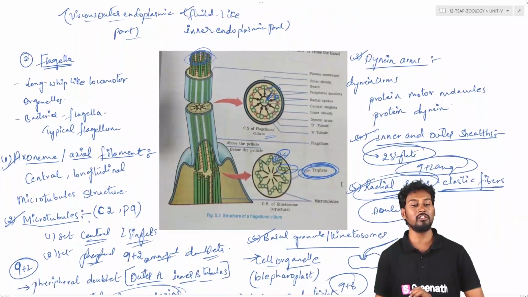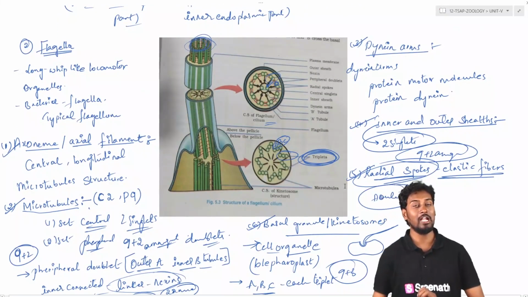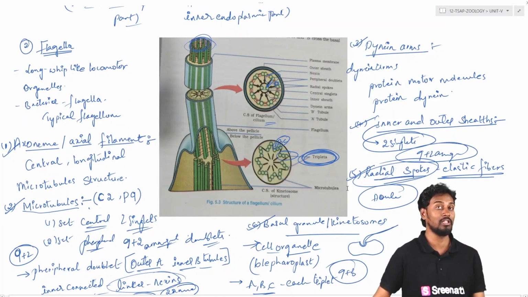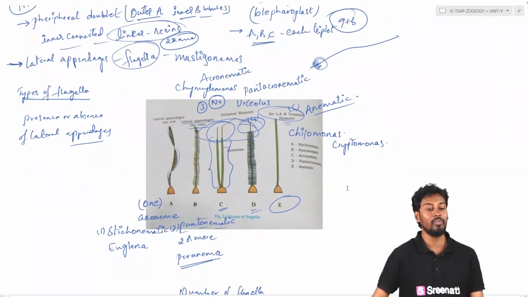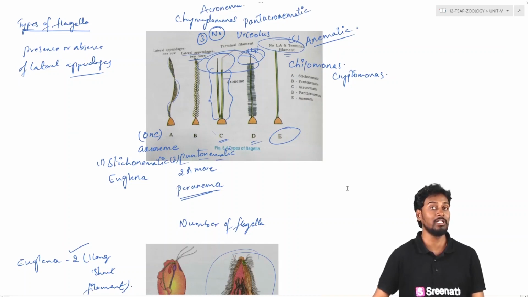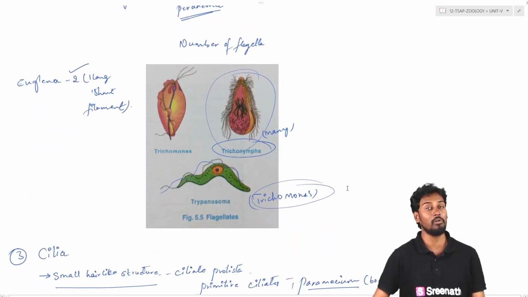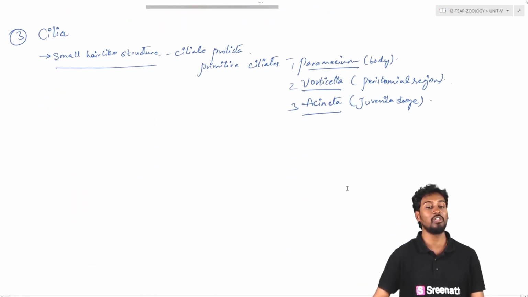And coming to the flagella, we also discuss the structure of the flagella and what are the different elements in detail about the formation of the flagella. And types of flagella lo manaku what is the difference between the types of flagella based on the presence and absence of the lateral appendages. And we also discuss about the number of flagella which are generally present depending upon the types of the organism. And finally it's about the cilia, that is the small hair-like structure, that is the ciliated protista which are generally observed. So here we can see generally the cilia are of different types. They can be present over the whole body in case of paramecium, and it can be in the peristomal region, that is in case of vorticella.